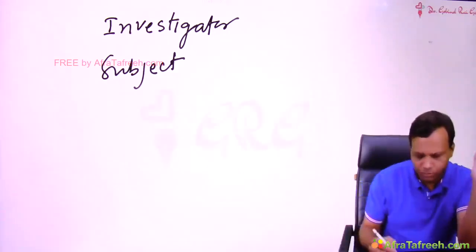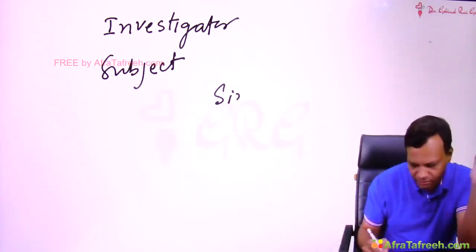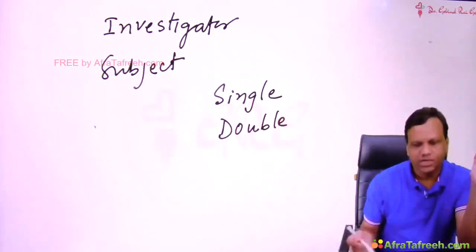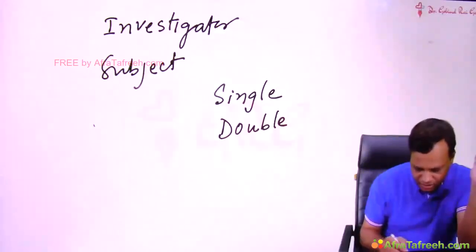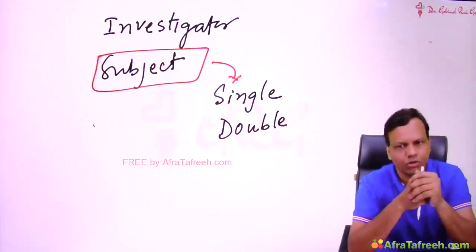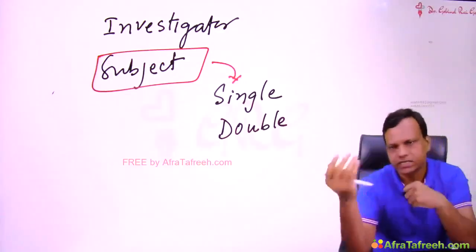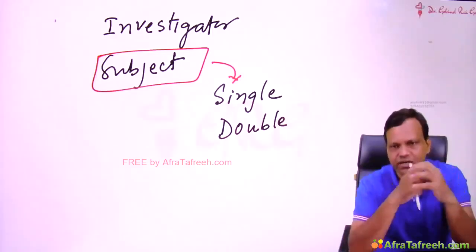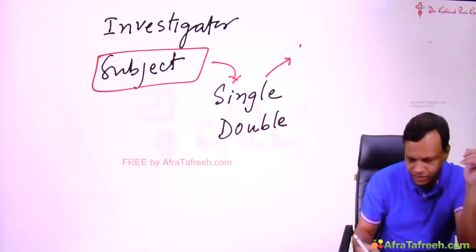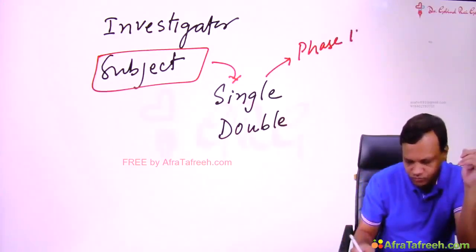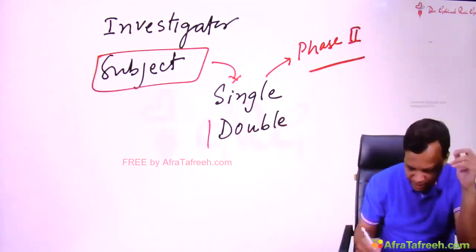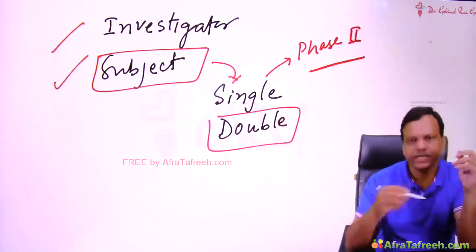So there are two types of blinding. One is known as single blind studies and the second is known as double blind studies. In single blind studies, the subject is unaware of the treatment. So subjects do not know who is getting the drug and who is getting the placebo. That is called a single blind study, and single blind studies are usually done in phase 2. On the other hand, in double blind studies, both subject and investigator are blind.